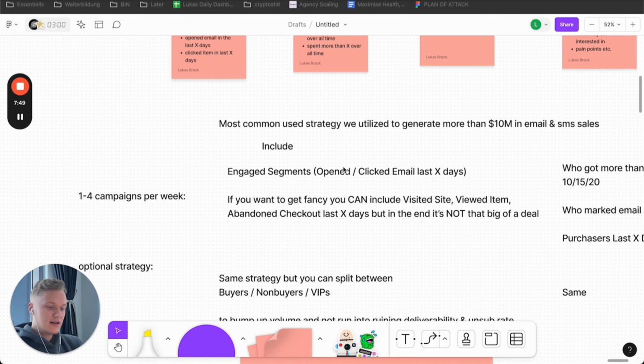Not overcomplicated. If you want to get fancy, I know that some people do. For example, they include visited site, viewed item, abandoned checkout. But in the end, in my opinion, it's not a big deal. I would rather look into if they are interacting with our emails or not. And that's usually a good case.